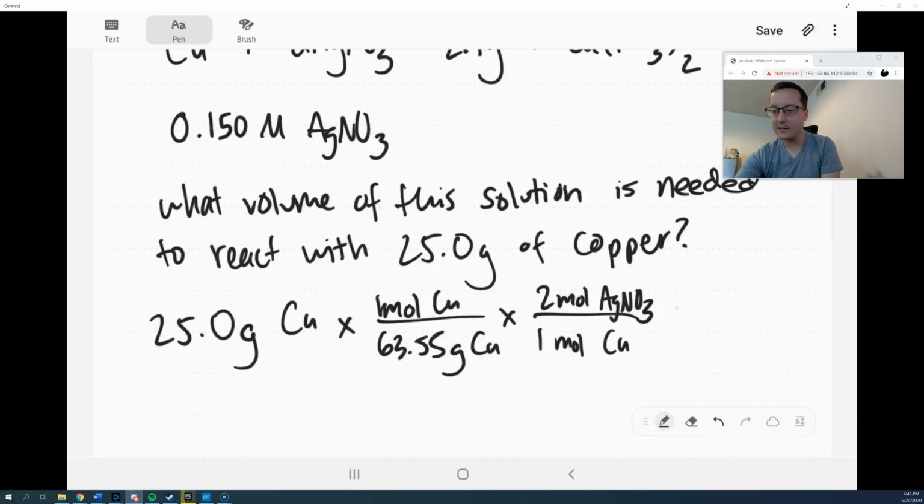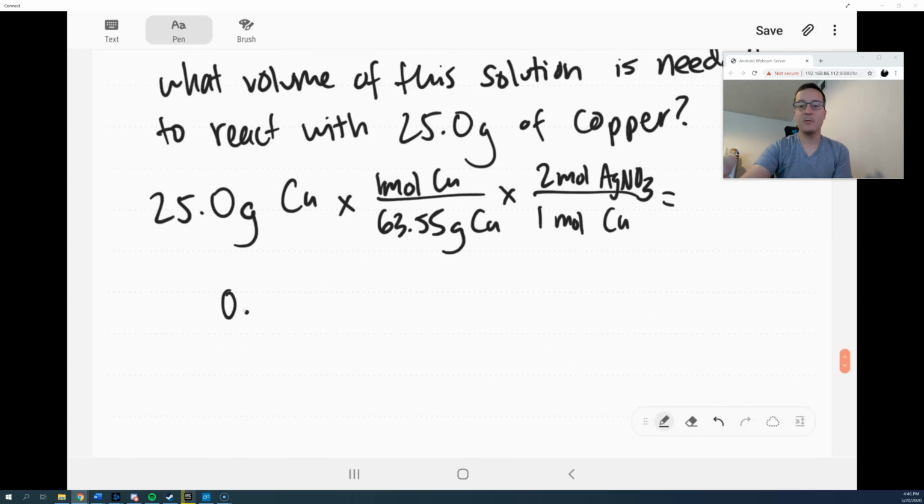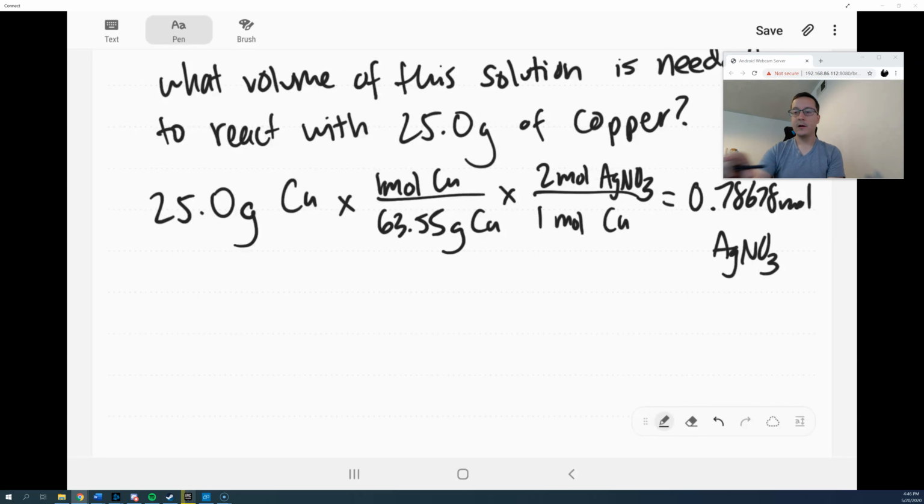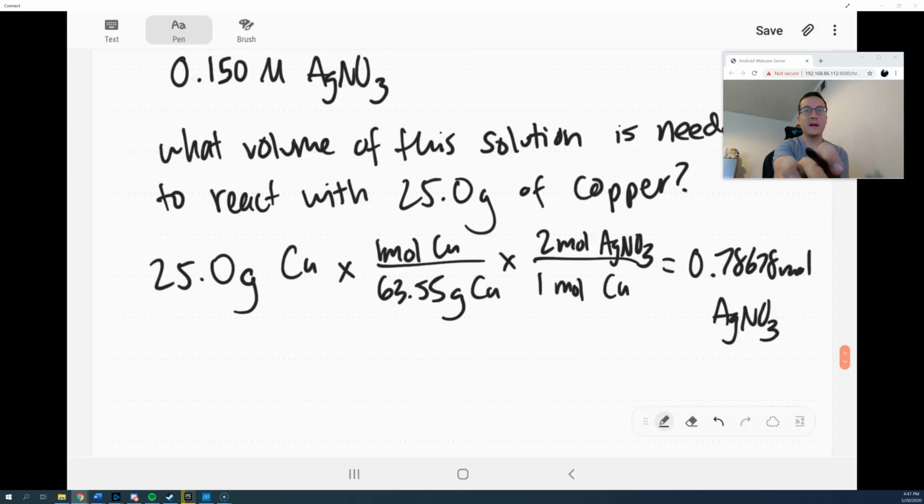Okay, I always like to stop at the moles of our desired substance and then go from there, but you could just take this and keep on calculating. So if we do this, we're going to put 25 divided by 63.55 times 2. So 0.78678 moles silver nitrate. Okay, so now what are we going to do now?